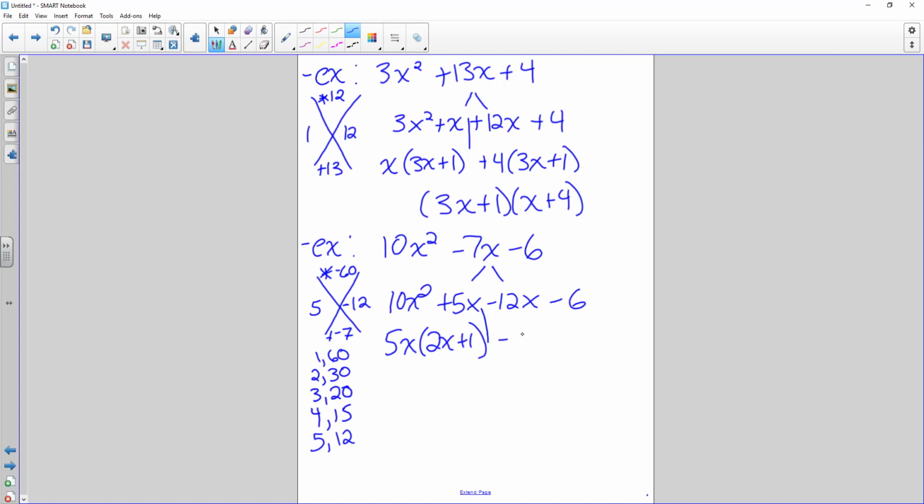Okay, so out of the first two, if I take out 5x, I'm left with 2x plus 1. Next two, I'm going to take out a minus 6, and I'm left with 2x plus 1. So 2x plus 1 times 5x minus 6.